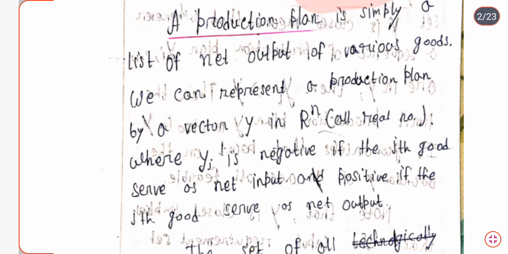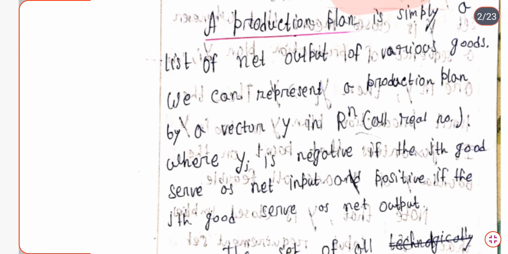Now what is a production plan? A production plan is simply a list of net output of various goods. Suppose the farm is producing biscuit, butter, and some other goods also. So this biscuit, this butter, and all these goods that are being produced by the farm are the production plan of the farm.